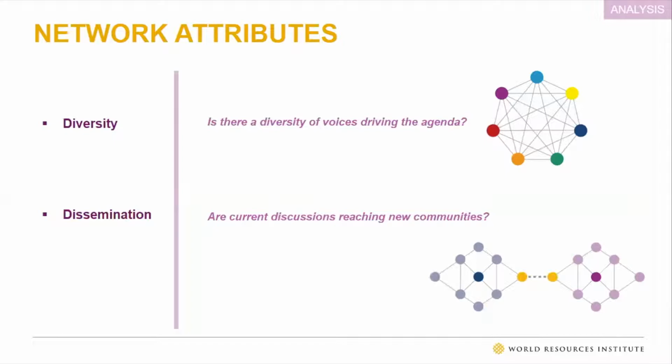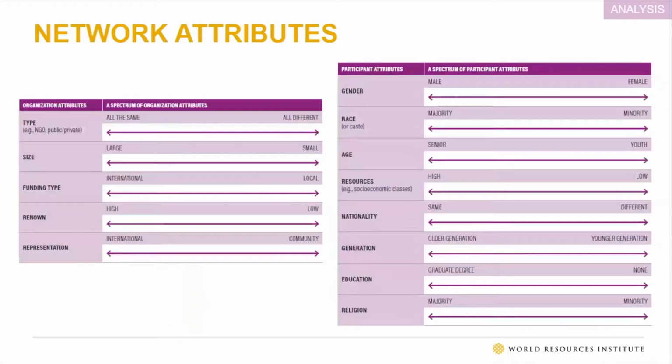So we provided a few different resources to think about diversity, to really measure the inclusivity of both who's in your workshop and also who shows up in the network. We looked at it in two ways, both in terms of organization attributes and participant attributes. So for organization attributes, you can have different types of organizations. Is it an NGO? Is it a public institution? We can look at size. Are these all small organizations, or are most of them large multinationals? Funding type. Where is the funding coming from? Is it a local funding source? Renown. Is it really high renown, or is it low? And then representation. Are the organizations there mostly community-based or international?